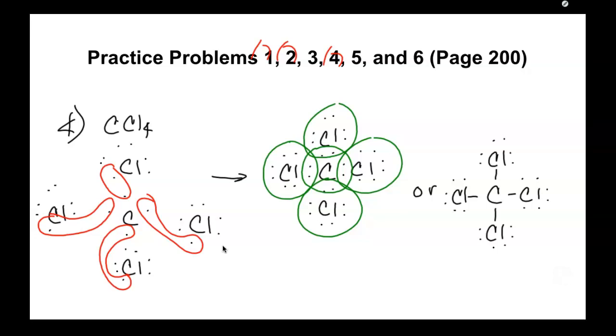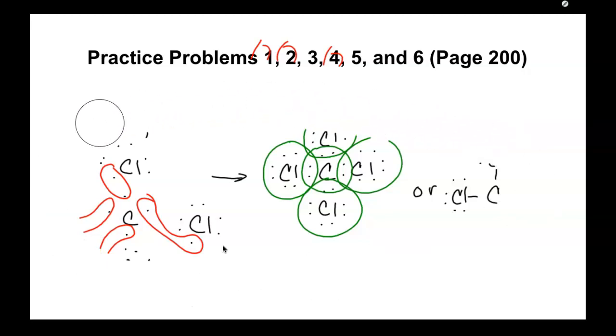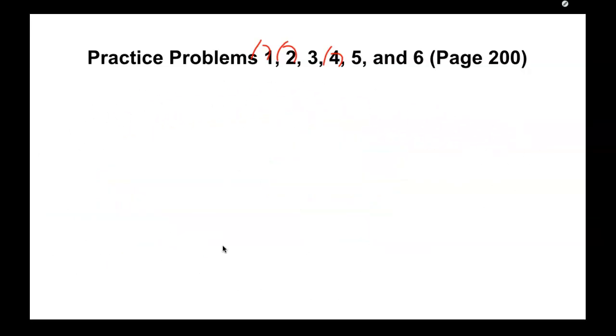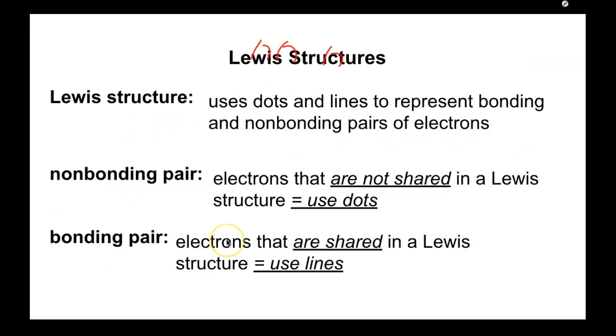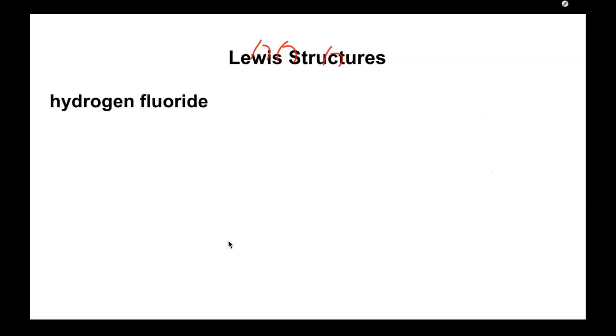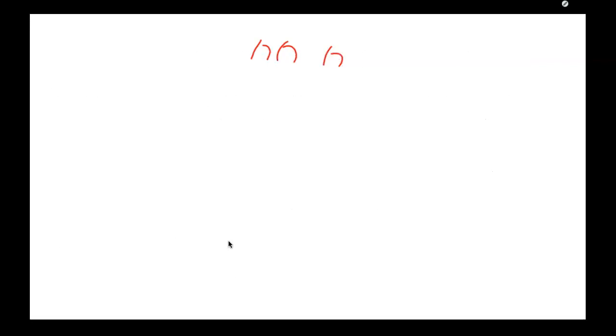So the last thing I'd like to do is one off the worksheet for today. And the one I'd like to do off the worksheet is let's do F. F is probably the hardest one on the worksheet. So here we go with F. F is HCN.